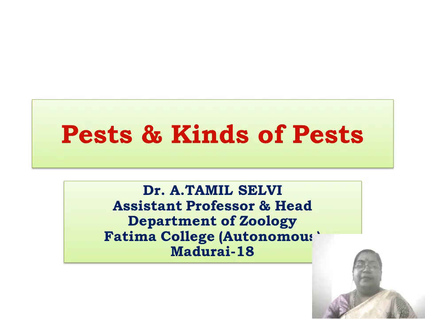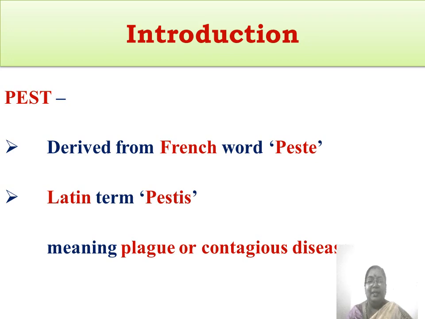Pests and kinds of pests. Let us see an introduction about the word pest. Pest, the word is derived from the French word peste. In Latin, the term pestis means plague or contagious disease.